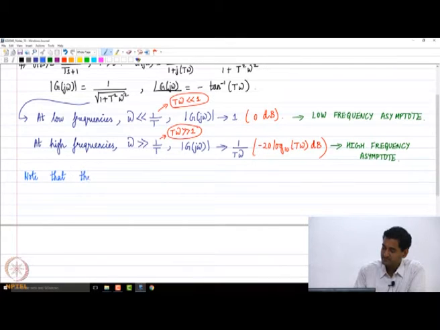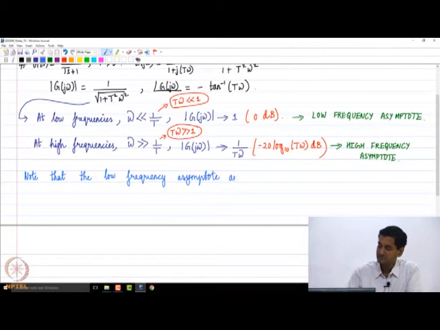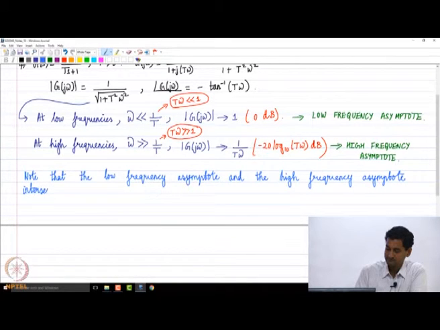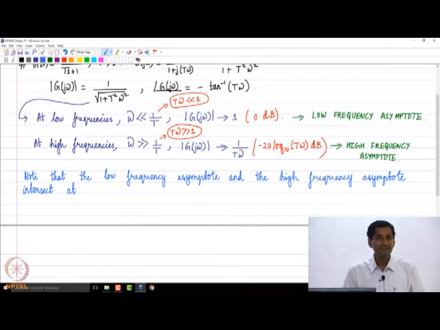the low frequency asymptote and the high frequency asymptote intersected. Where do they intersect? Please note that the high frequency asymptote is going to be a straight line in the Bode plot. Why is it going to be a straight line?